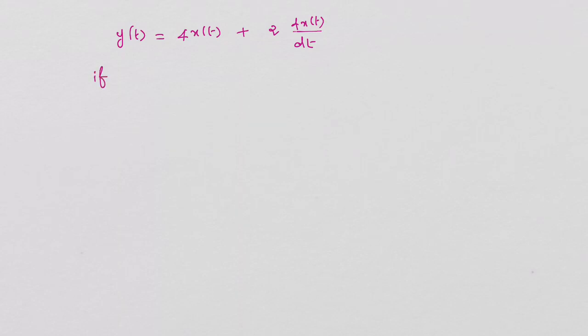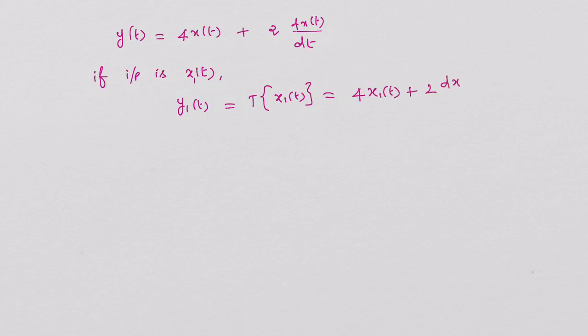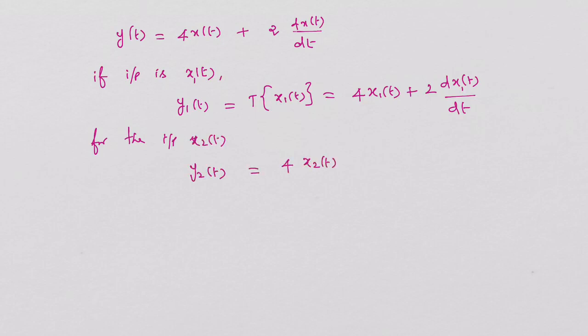If the input is x of t or x1 of t, then the response for the input will be simply the transformation of the input, so x of t in the equation will be replaced by x1 of t: y1 of t is 4 x1 of t plus 2 d by dt of x1 of t. Similarly, for the input x2 of t, y2 of t will be equal to 4 into x2 of t plus 2 into d by dt of x2 of t.